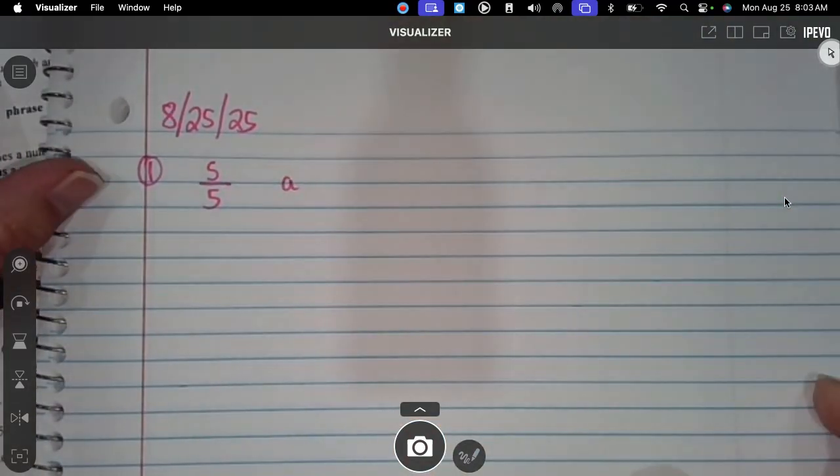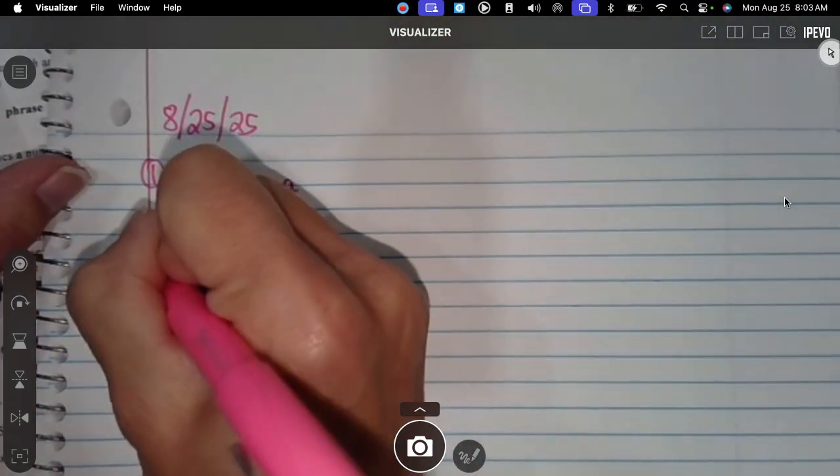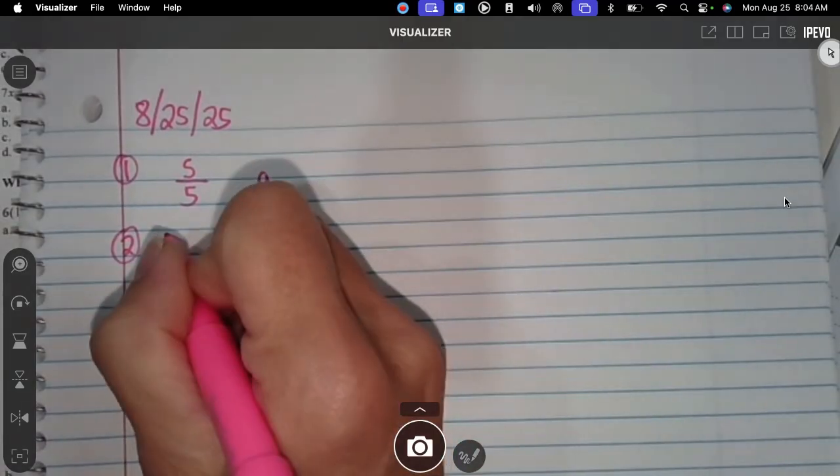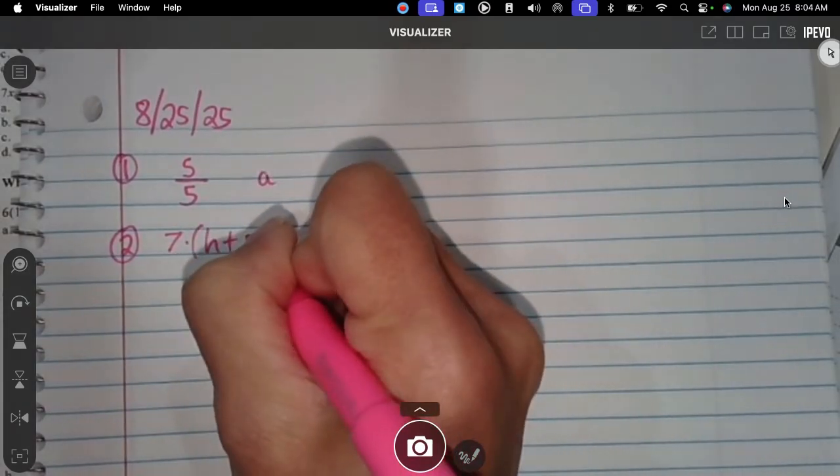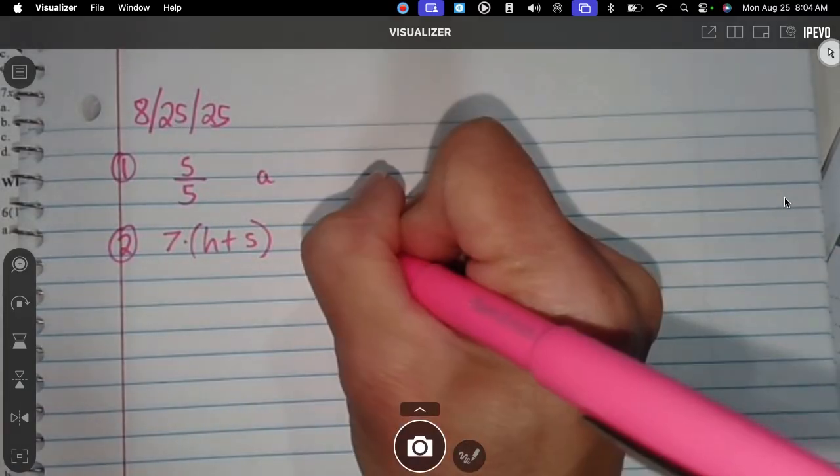Did y'all get A? Everybody got number 1. All right. Stop me if you have trouble. Then number 2, it's kind of a little bit trickier. It says 7 times, so I'm multiplying 7 times something, the sum of H and S. What does sum mean? Addition. But what I'm doing is I'm adding H and S in parentheses. Okay? Some people choose B, but it is not B, it is D. Does everybody understand why it is D? Okay. It's just the wording is everything.